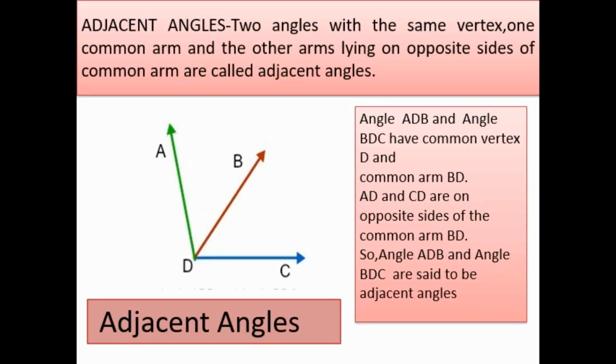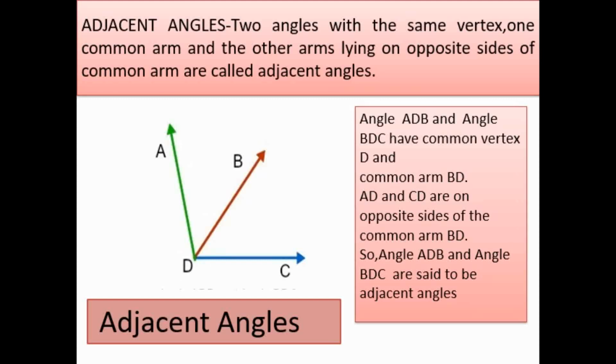Okay, we talked about supplementary and complementary angles. Both kinds of angles may be adjacent, may not be adjacent. So let us see what adjacent angles are. In adjacent angles, three things are important. First, common vertex. Second, common arm. Third, the other two arms which are not common should lie on opposite sides of the common arm.